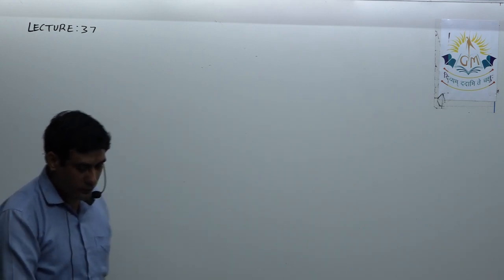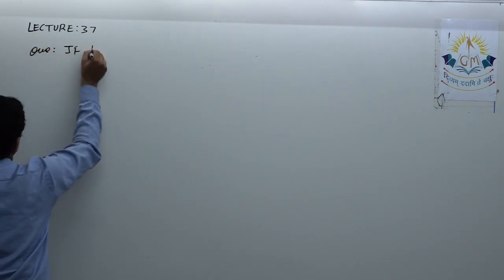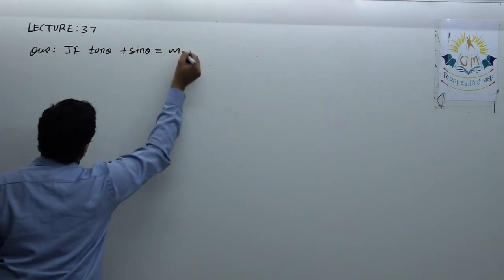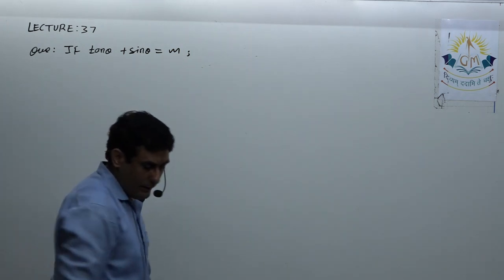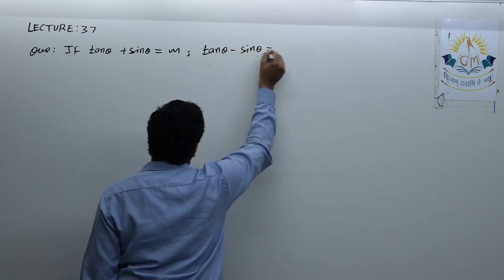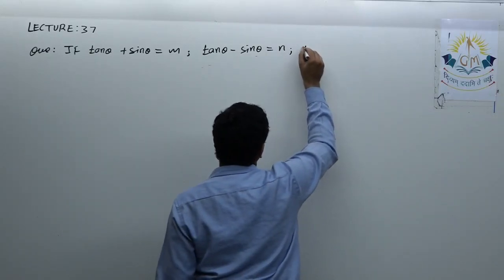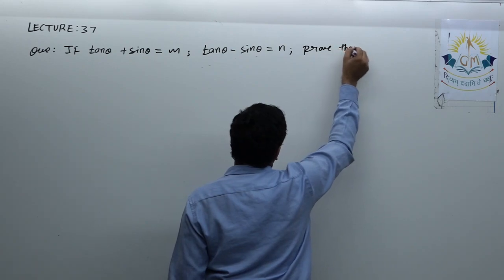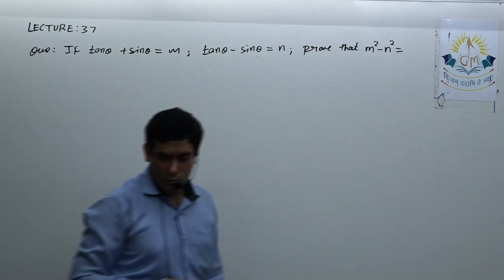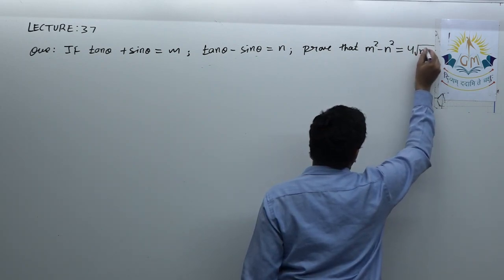The question is: if tan theta plus sin theta is equal to m, and tan theta minus sin theta is equal to n, then prove that m square minus n square is equal to 4 root mn.